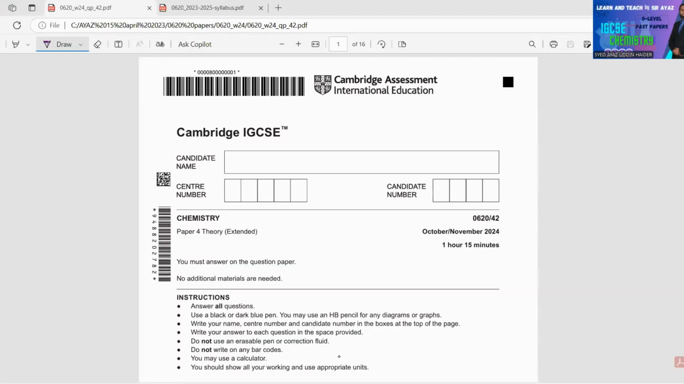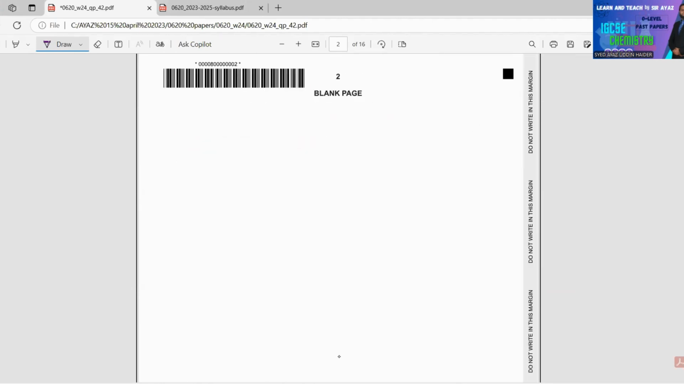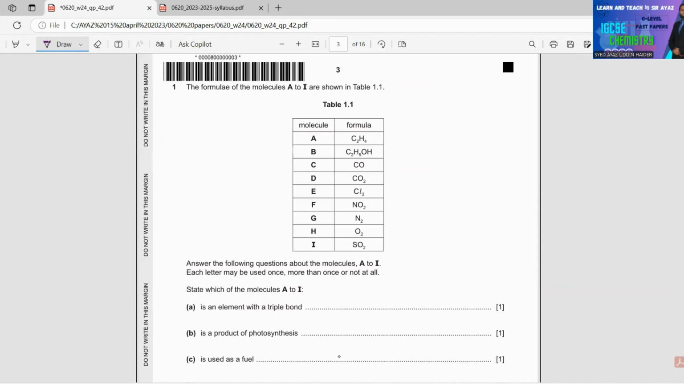So I was doing O-level past papers and I've started IGCSE Chemistry 0620 and I'm done with paper 41. This time I've selected paper 42 and it's of October-November 2024. I'm not going into the other details of this paper, so I'm going to start the paper straight away. Question number 1.